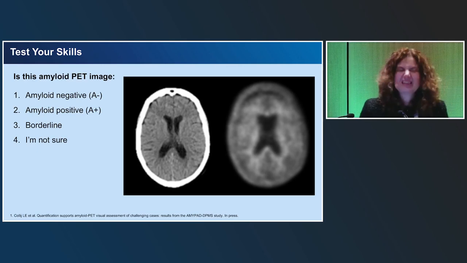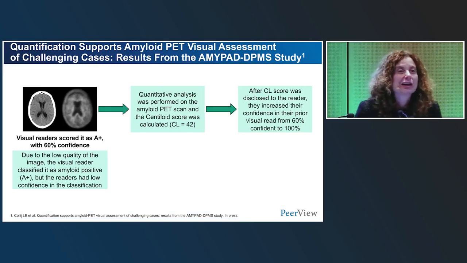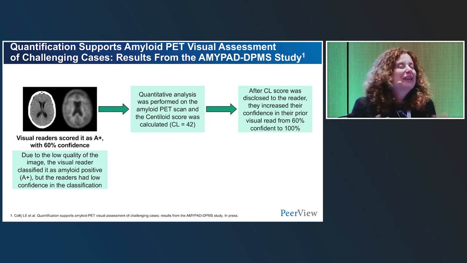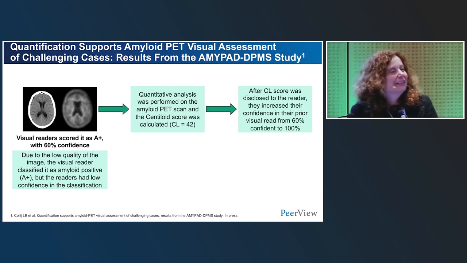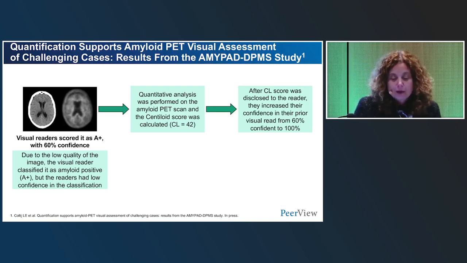This is positive. This is a low-quality image. So for physicists that are here, that I see in the first line, when the image quality is low, visual reading is complex, and sometimes semi-quantification is even more complex. We had the idea of a positive scan, all of us, but with a fair, not so high confidence. Centiloids are 42, so clearly positive, and clearly we increased our confidence.